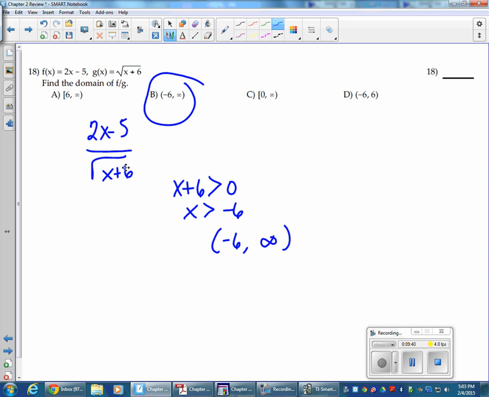So when I have a square root on the bottom, I have to worry about two things. The denominator can't equal 0, and it also can't be negative underneath the square root. So that's why I had to put greater than 0 instead of greater than or equal to, because it cannot equal 0.